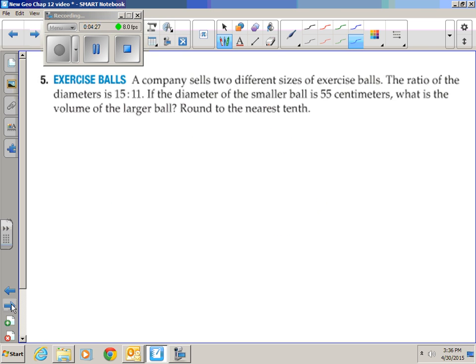You guys try this one. It's very similar. Give it a go.